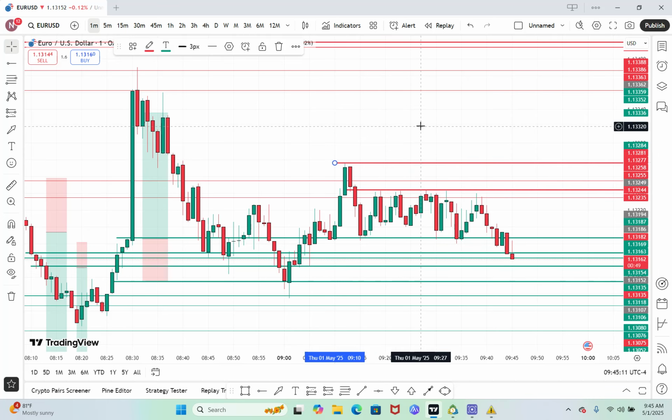We didn't have enough profit margin to the downside. The market only came here, 32 pips to 58 pips, so that is not enough profit margin. As a result, that's the reason why I didn't mark this trade.